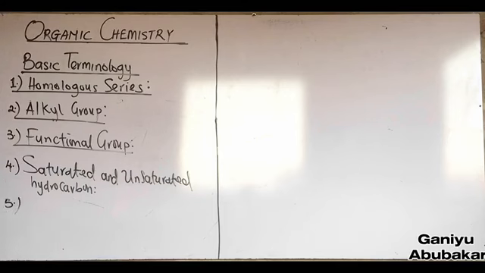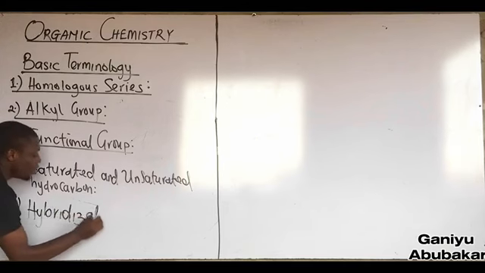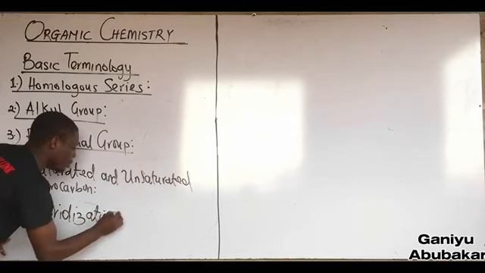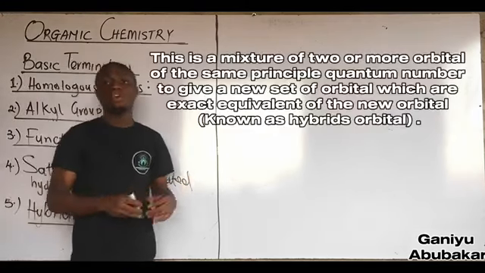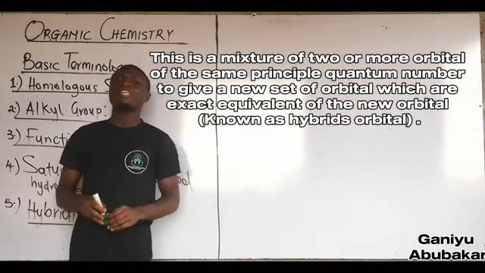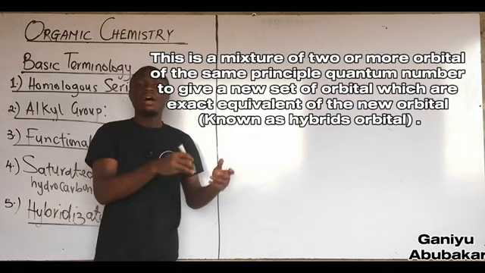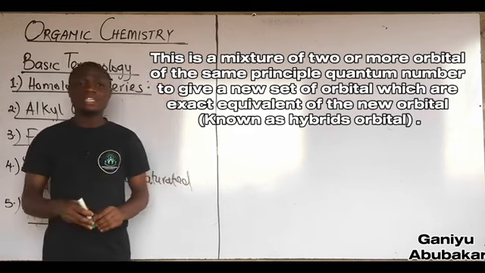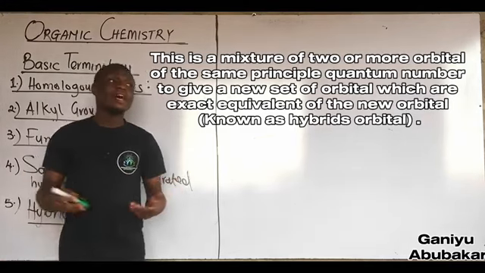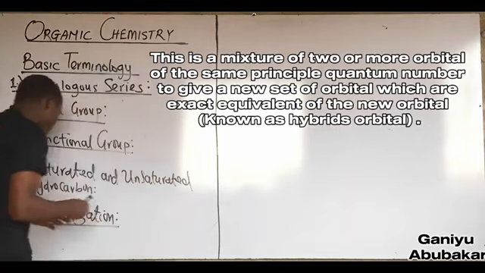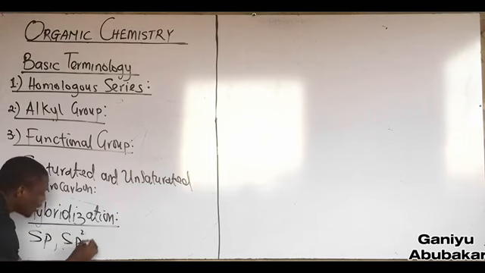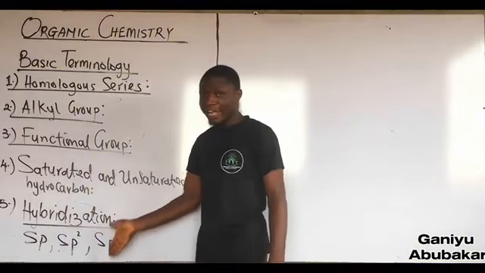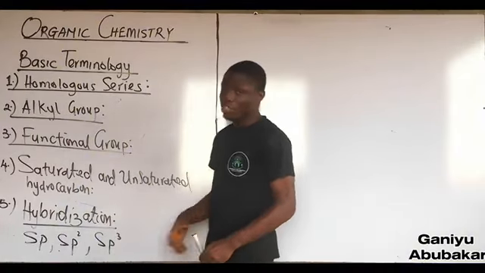The fifth terminology in the study of organic chemistry is hybridization. Let us call the concept of hybridization the fifth terminology in the study of organic chemistry. What is hybridization? This is a mixture of two or more orbitals of the same principal quantum number to give new orbitals which are exactly equivalent, known as hybrid orbitals. Examples of hybrid orbitals include sp3, sp2, and sp. These are simply examples of hybridization.